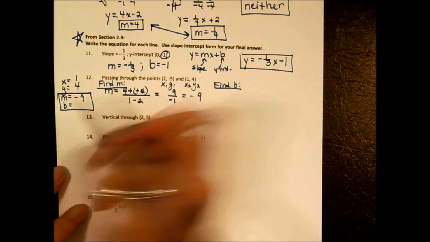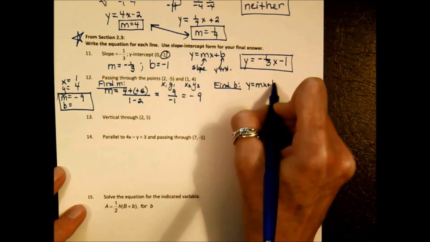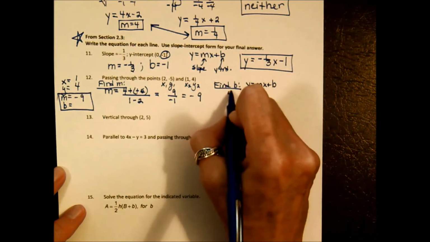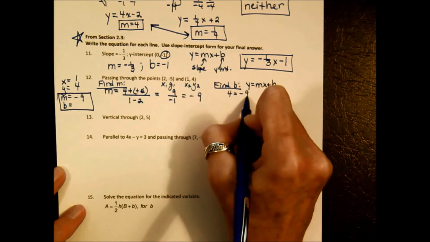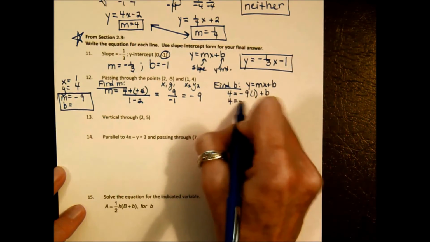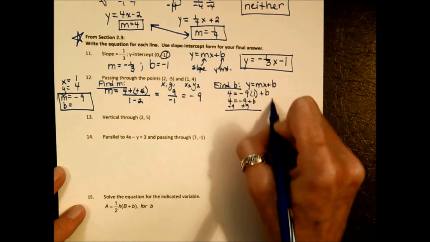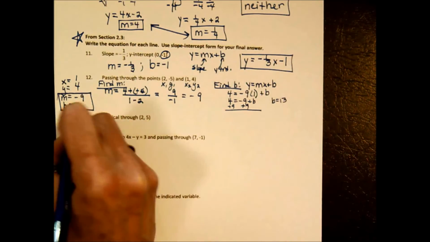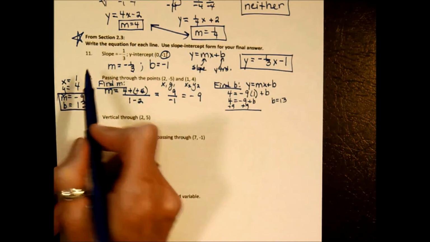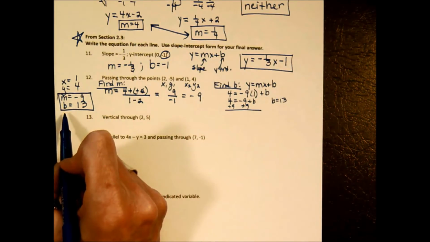So we're going to start with y equals mx plus b. Fill in the parts that we know. y is 4 equals m times x plus b. 4 equals negative 9 plus b. I add a 9 to both sides and I get b equals 13. So now I am back to one like number 11, where I have the m and I have the b. I found the 2 things I needed. So I'm going to write the equation.